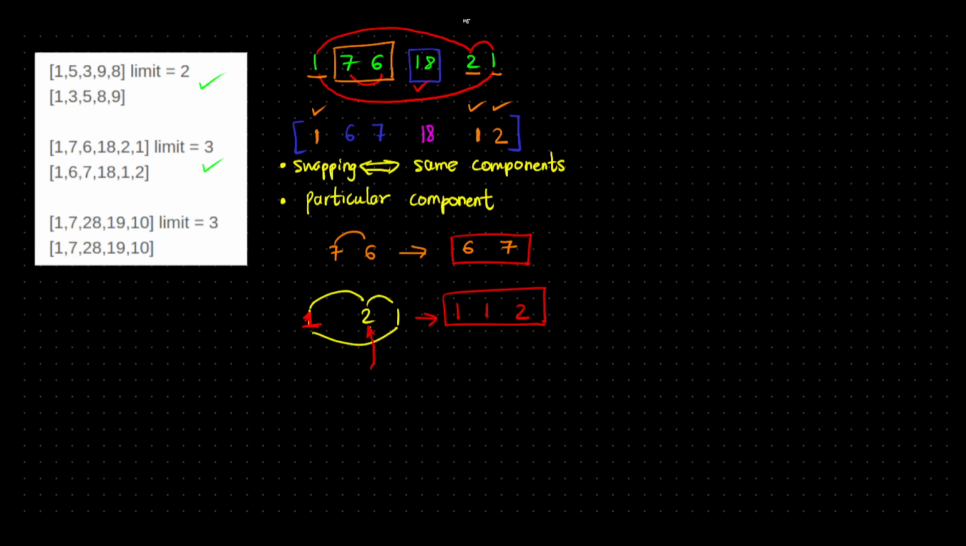Okay, let's try to figure out some observations in some generalized case. Say we have been given an unsorted array, let's say 10, 9, 8, 7, and 6, and let's say the limit was 1.